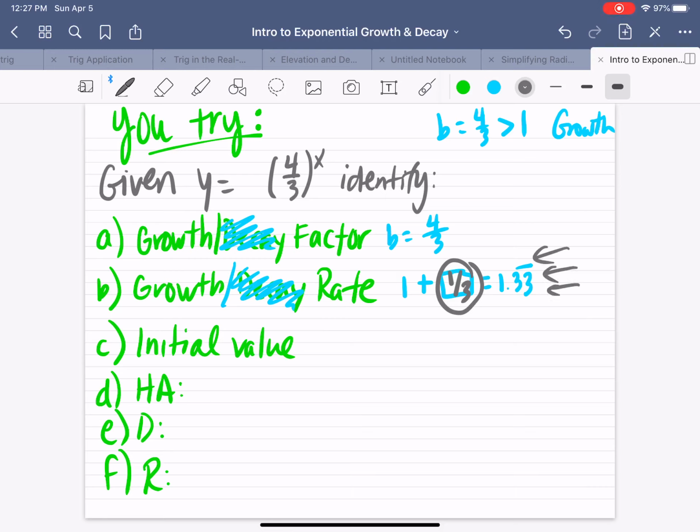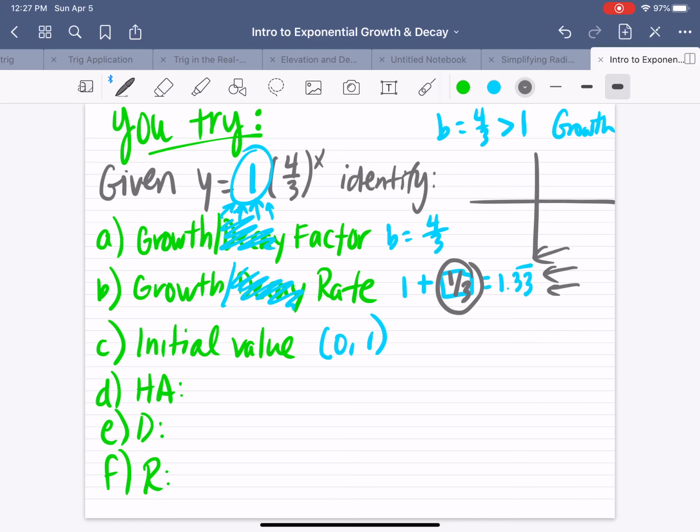Now, the initial value is the value of a. So if you look up here at the problem, I don't see a number right there. If you never see a number there, know that it is a 1. So the a value is equal to 1. So that is our y-intercept, (0, 1). So let's graph it so we can get the HA.